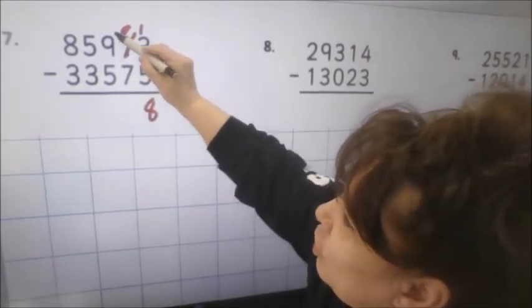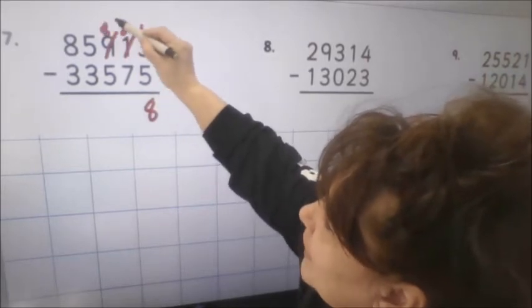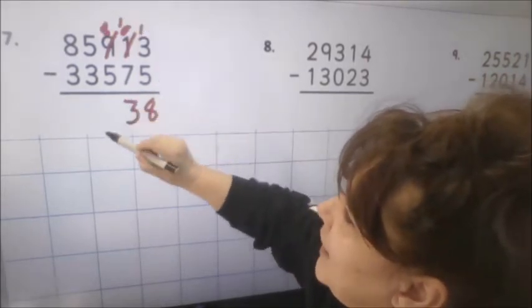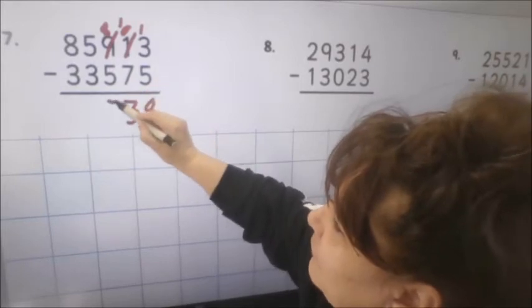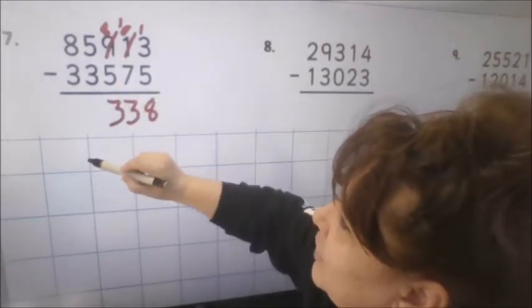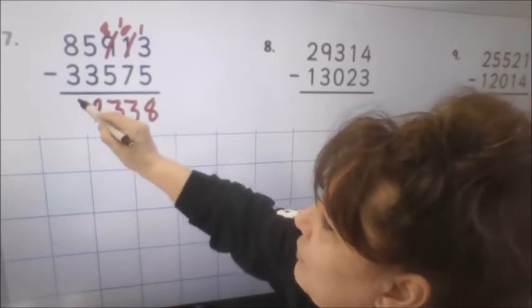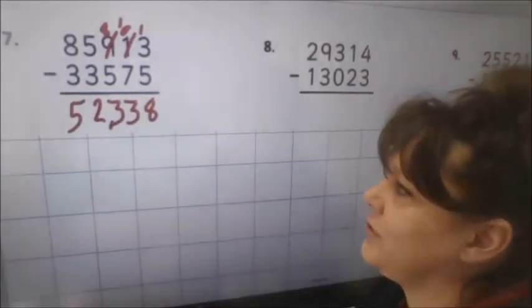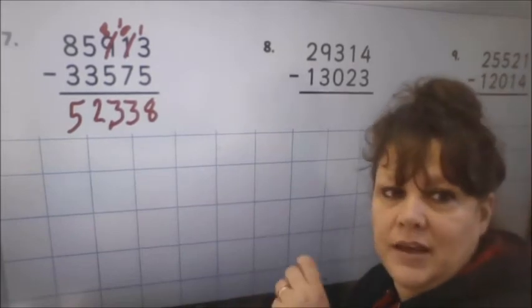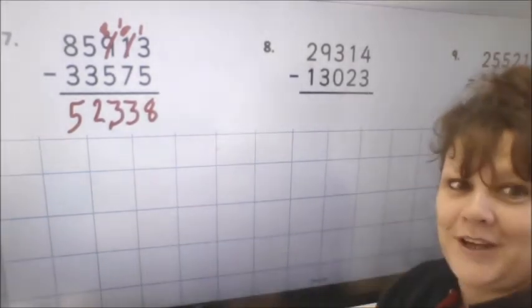0 take away 7 can't do, knock next door. 10 take away 7 is 3. 8 take away 5 is 3. 5 take away 3 we can do, is 2. And 8 take away 3 is 5. So we've got 52,338. Hopefully you got that one.